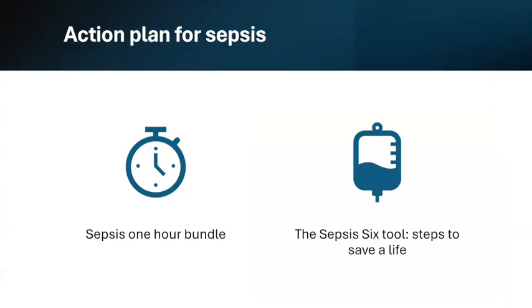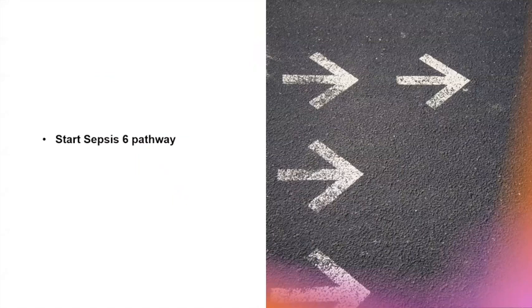The action plan for sepsis is the bundle of care. The bundle of care we are currently practicing is the Sepsis Six tool, the steps to save life within a 1-hour bundle. What are the simple measures to take immediately to save the life? Shall we start the Sepsis Six pathway? There are 6 elements you need to perform within 1 hour once you identify that the patient has sepsis.